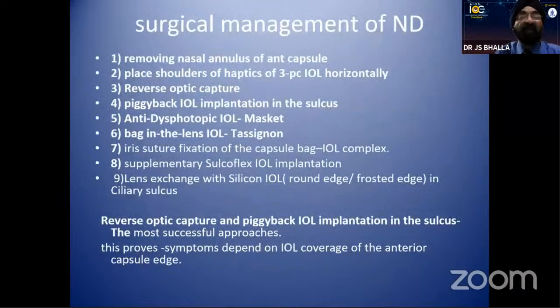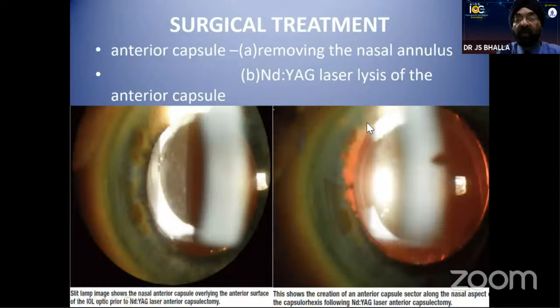So what are the surgical treatments? We can either remove the nasal annulus of the anterior capsule, which is supposed to be casting a shadow on the retina. We can place the shoulders of the haptics of a 3-piece IOL horizontally. We can do reverse optic capture, piggyback IOL, and then there are some novel IOLs like those by Masket and Tassignon, anti-dysphotopic and in-the-bag lens IOLs, and some of the innovations have come from India. So this is what can be done.